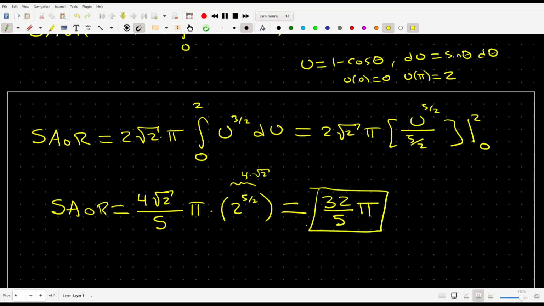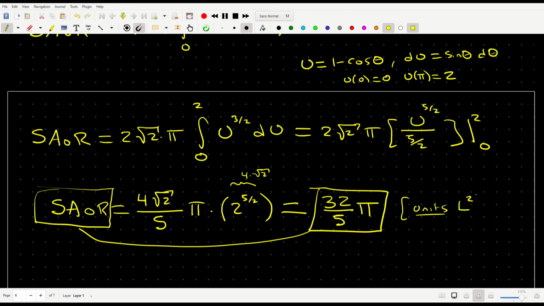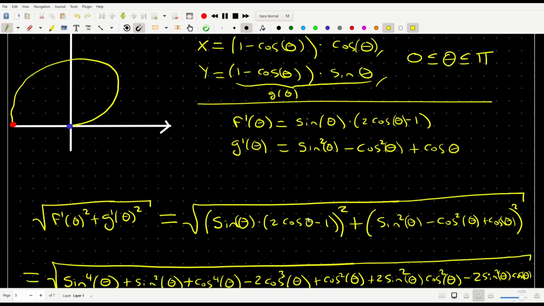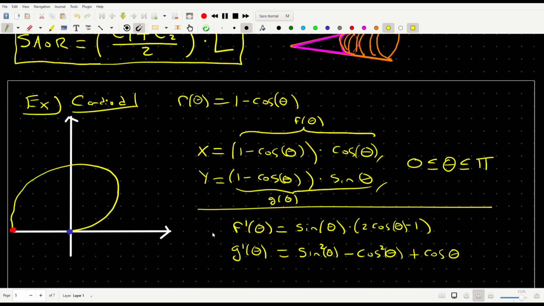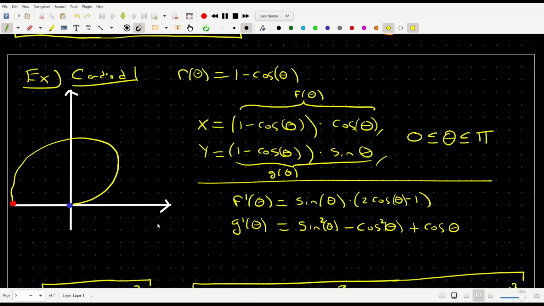And this is the surface area of revolution of the cardioid. That's the thing that we're looking for. Right, the units of this are units of length squared in whatever unit of length that you're measuring in. So it's a little bit long, but it was definitely worth it, and a very neat example, I think, to show how to use this formula in a more complicated situation.